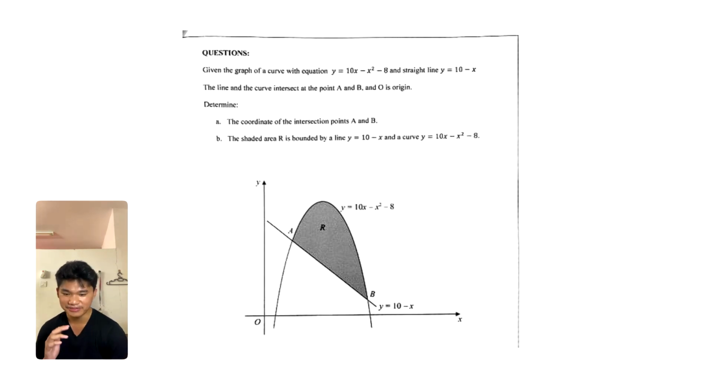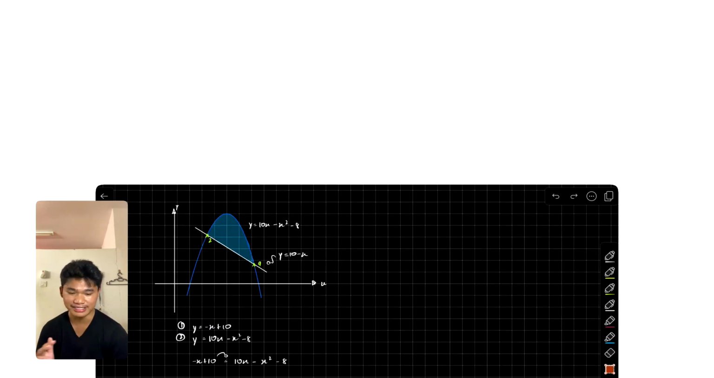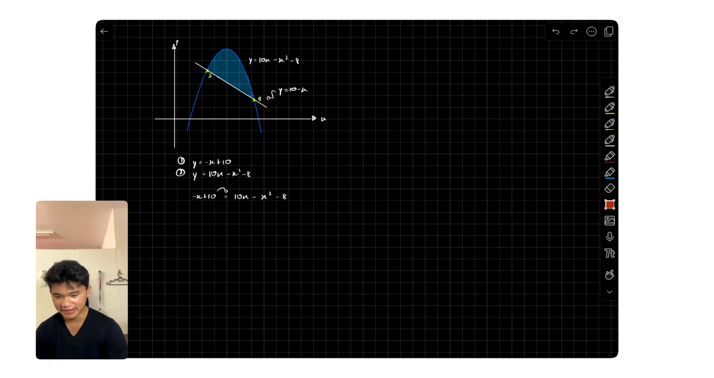So in order to find the coordinates, we need to find the x coordinates. First of all, we need to join both equations together, which is y equals 10x minus x squared minus 8, and y equals 10 minus x. After we join, we got negative x plus 10 equals 10x minus x squared minus 8.